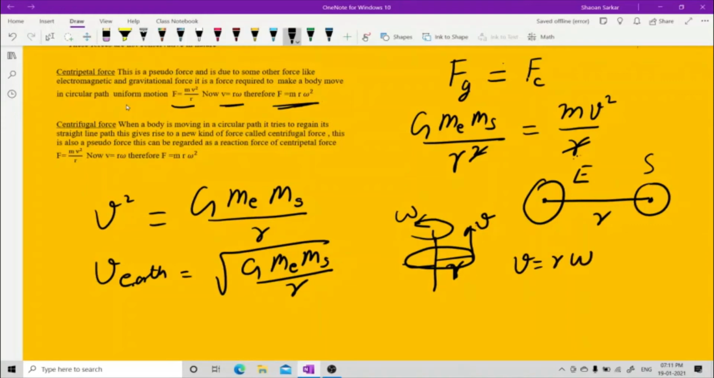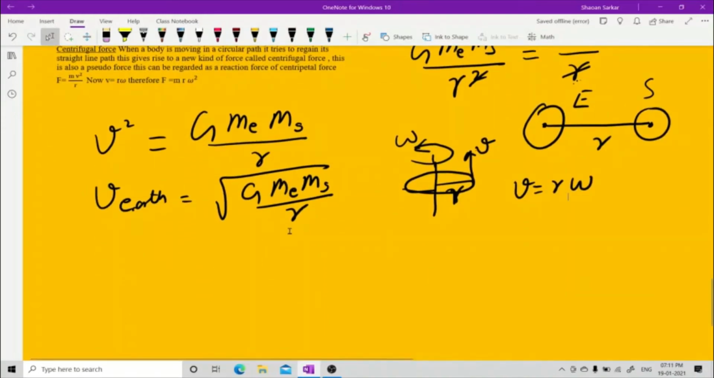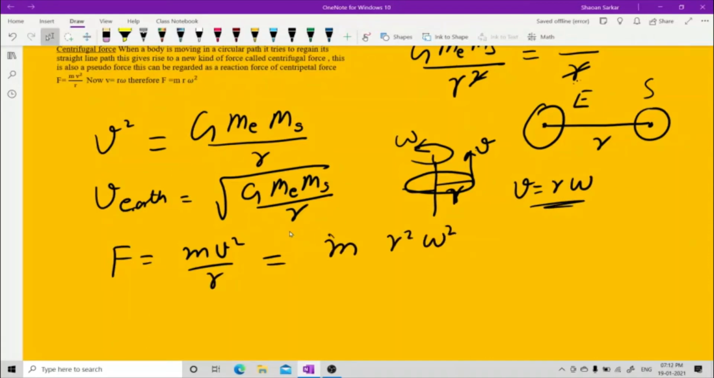Now you see one thing in this: F is equal to mv square by R. Put this value of V here. This becomes m r square omega square upon R. You cancel this R with this, and you get m r omega square. So one formula is this, and the other formula is this.